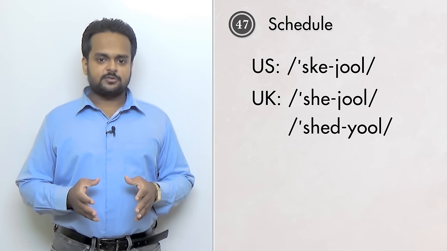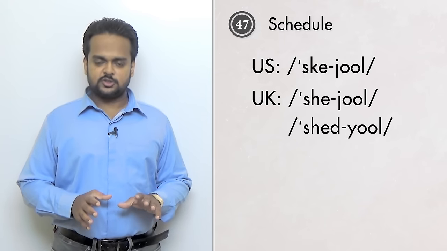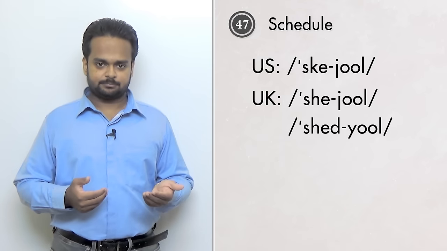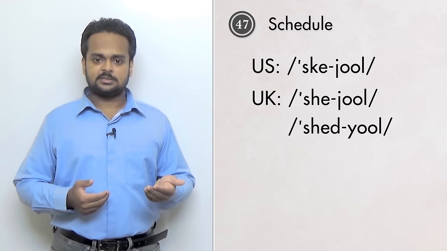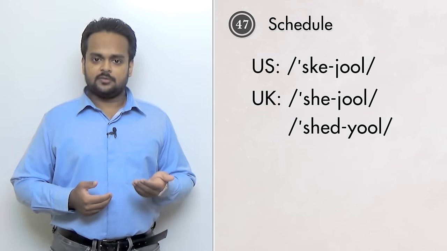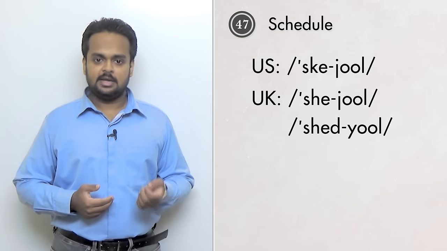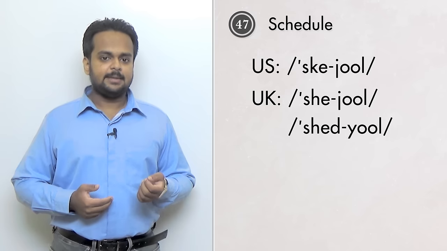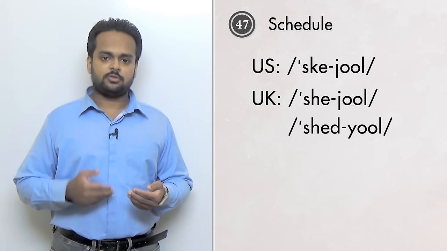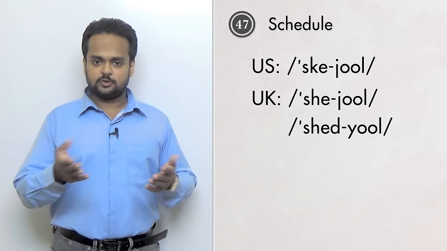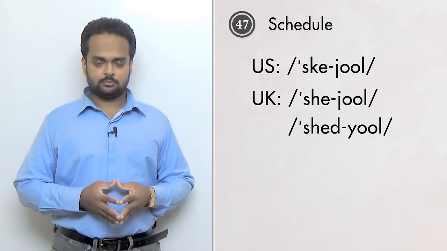Word number 47 is this word. It's not so much that it's mispronounced, it's just that it's said differently in the UK and in the US. In American English, this is schedule. The first syllable is ske and the second is jewel. Schedule. In British English, it can be both schedule or schedule. So you can choose the pronunciation that's right for you.